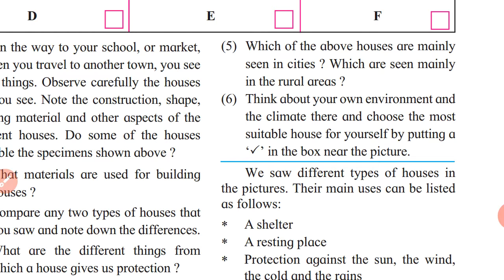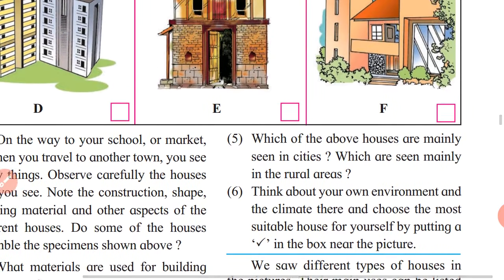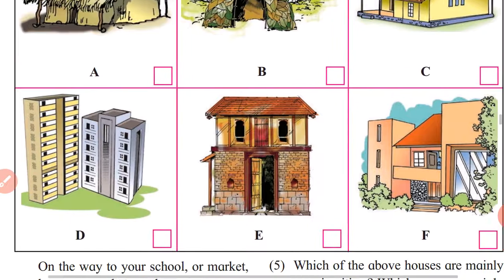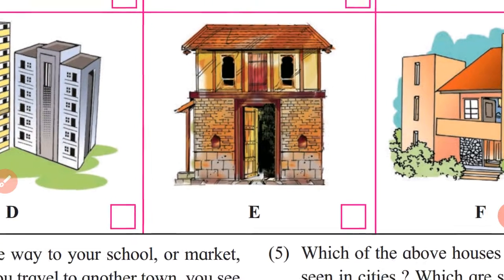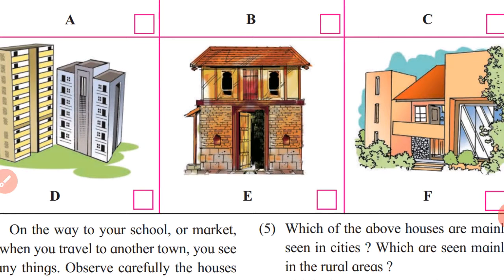Which of the above houses are mainly seen in cities, and which are seen mainly in rural areas? Rural area means villages. Can you tell which houses you can see in cities and which houses you can see in villages? In the city we see mainly D1, right? D type of houses we can see in cities. Big buildings are there, right? And in rural areas we see E1, that is E. This type of house we see mostly in a rural area.